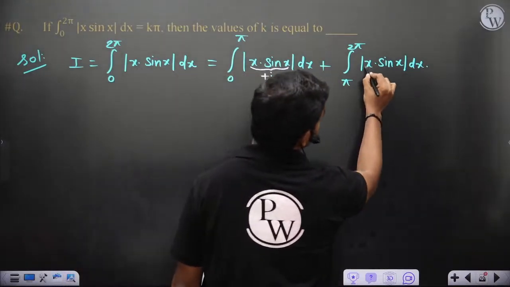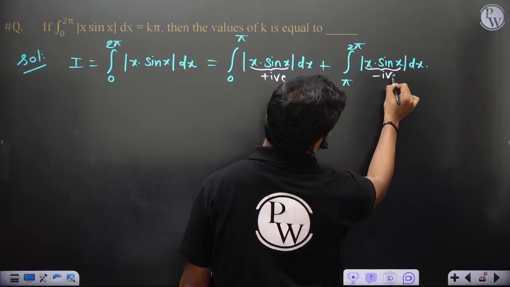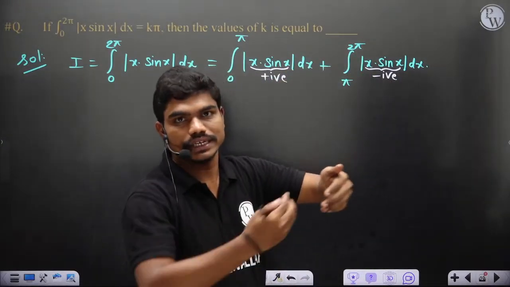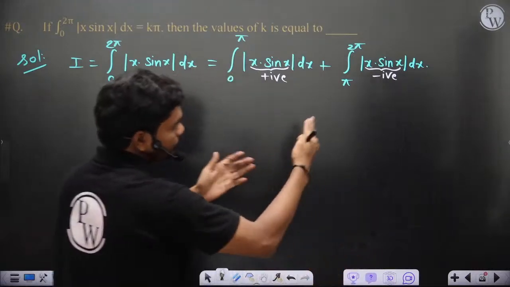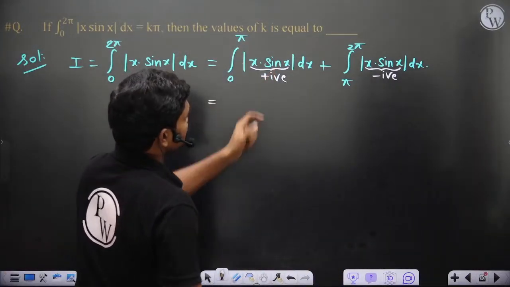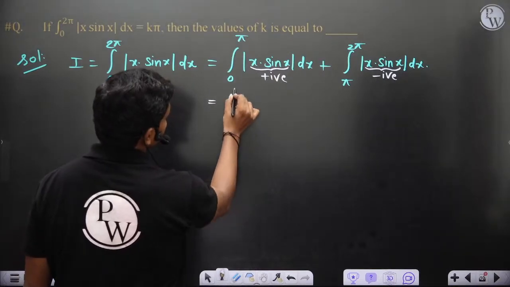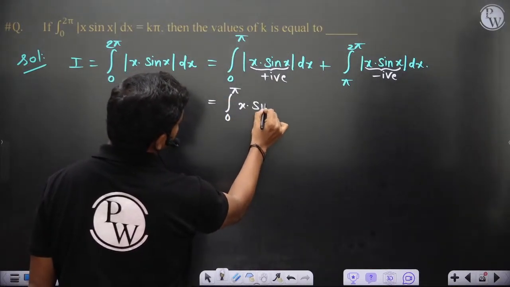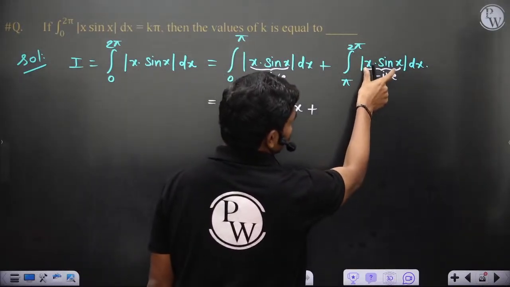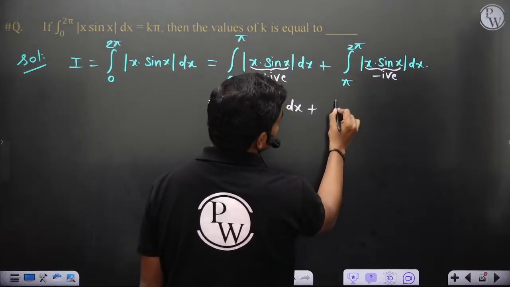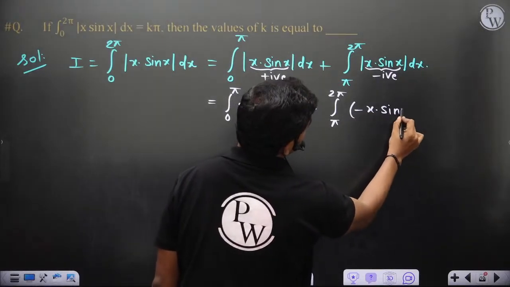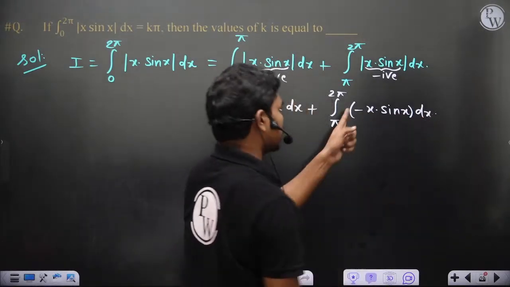But from pi to 2 pi, this x sin x is going to be negative, because x is positive but sin x is negative. It falls into the third and fourth quadrant, so it is negative. So when the value inside the modulus is positive, the mod function is the same function: integral 0 to pi of x sin x dx plus, when the thing inside the modulus is negative, integral pi to 2 pi of minus x sin x dx. So this minus sign will come here.